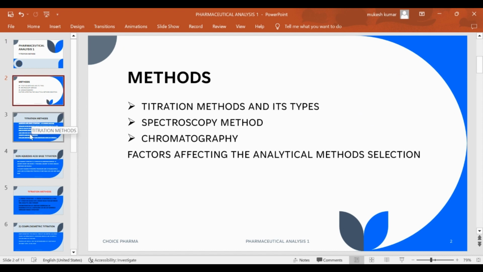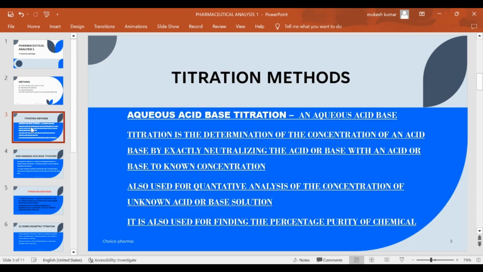Spectroscopy methods, chromatography methods of analysis. So let's start with aqueous acid-base titration.